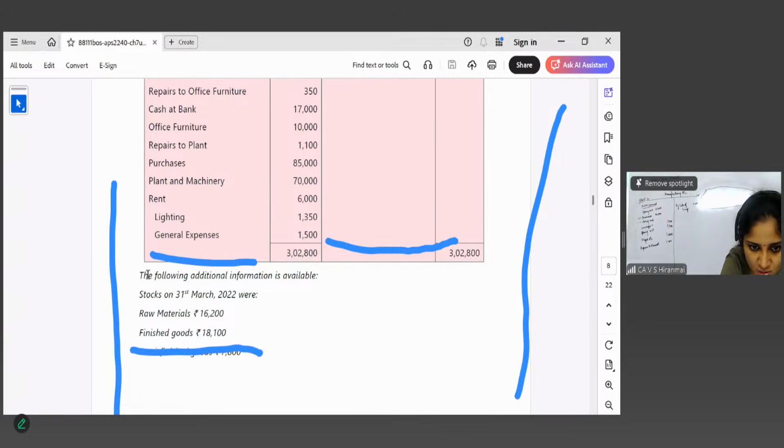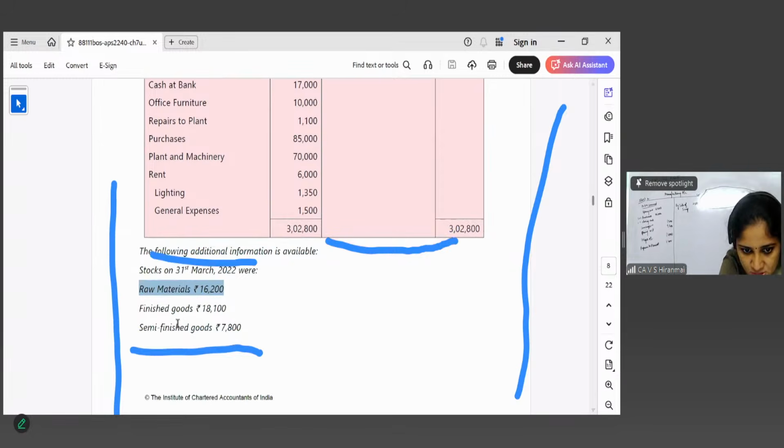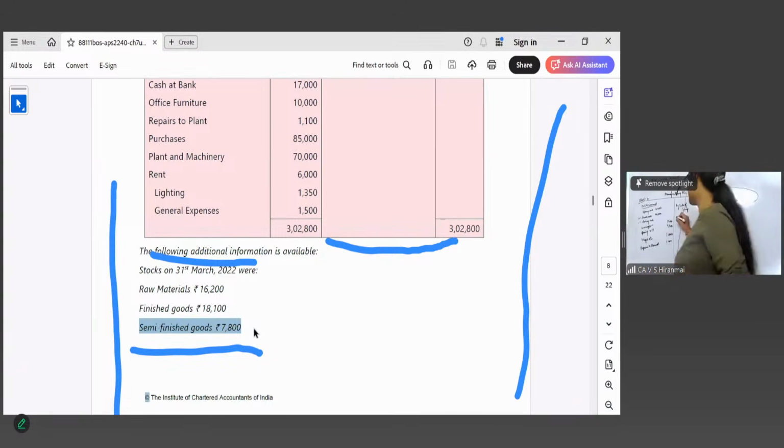Now please see, following additional information is given. Raw materials closing stock is 16,200. Semi-finished goods is work in process, 7,800. Bring this to the manufacturing account. By closing work in progress, 7,800 will come here.